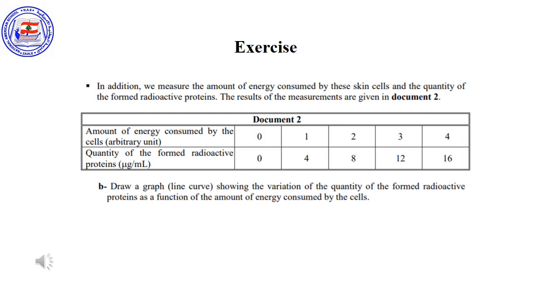Draw a graph line curve showing the variation of the quantity of the formed radioactive proteins as a function of the amount of energy consumed by the cells. First of all, you must know the variables on x and y axis. Do you remember? The variation of y as a function of x. So the variable on the y-axis is the quantity of formed radioactive protein. However, the variable on x-axis is the amount of energy consumed by the cells.